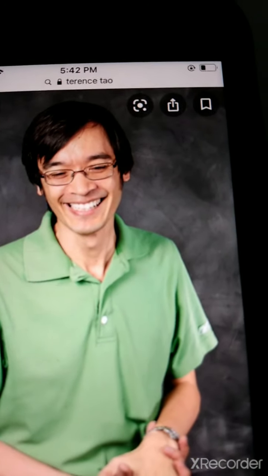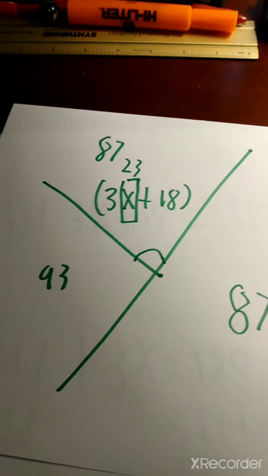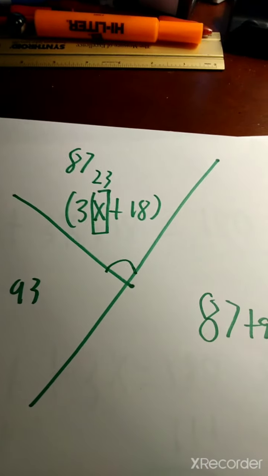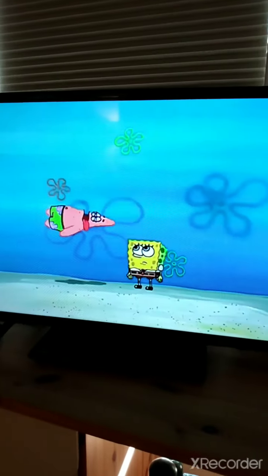And with Terrence Tao, he loves to prove math problems and equations. He likes to prove it. And he was accepted in college at the age of 9. That is crazy young. The supplementary angle, here's an example.